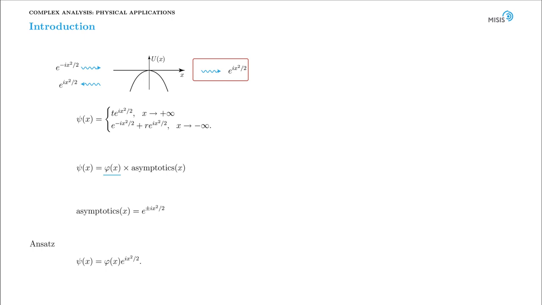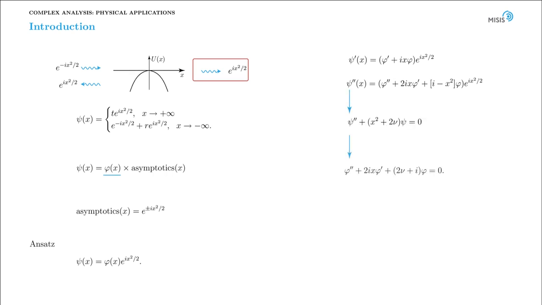We seek for the solution in the following form. Compute the first and then the second derivative and plug them in. As a result, we come to a new differential equation on phi of x function. Actually, we achieved a series simplification of our initial equation.